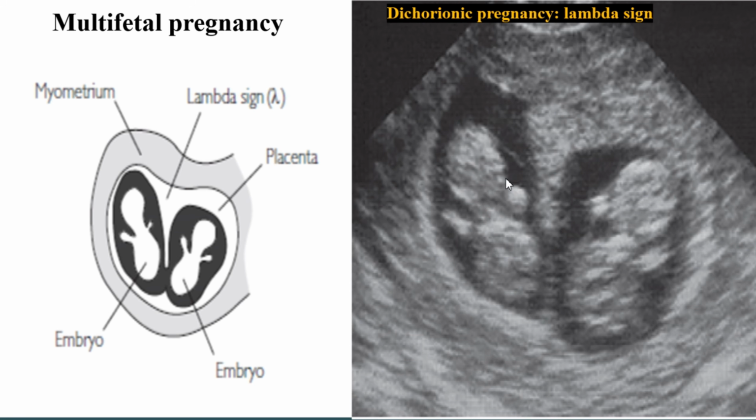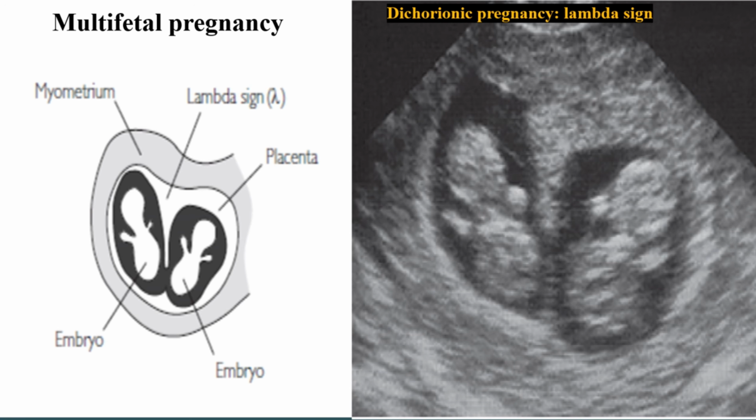So if you see the twin pregnancy, then we have to state the presence or absence and thickness of the septum between the twins, and we have to assess the number of the placenta and look for the lambda sign. The lambda sign indicates the dichorionic diamniotic pregnancy. As here you can see the lambda sign, so it shows the dichorionic diamniotic pregnancy.